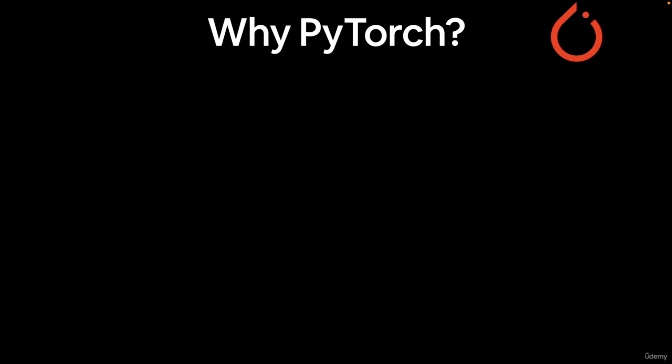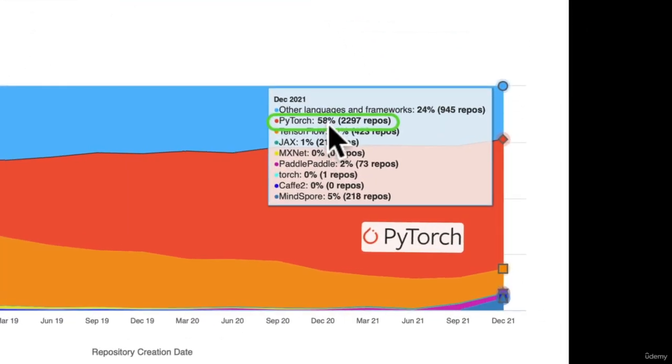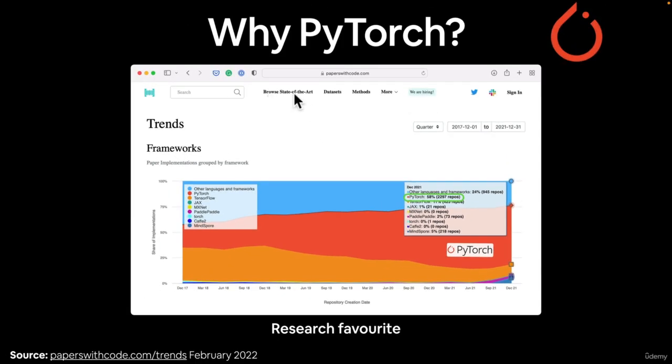Why PyTorch? Well, other than the reasons that we just spoke about, it's a research favorite. This is highlighting. There we go. I've highlighted it here. PyTorch, 58%, nearly 2,500 repos. If you're not sure what a repo is, it's a place where you store all of your code online. And generally, if a paper gets published in machine learning, if it's fantastic research, it will come with code that you can access and use for your own applications or your own research.